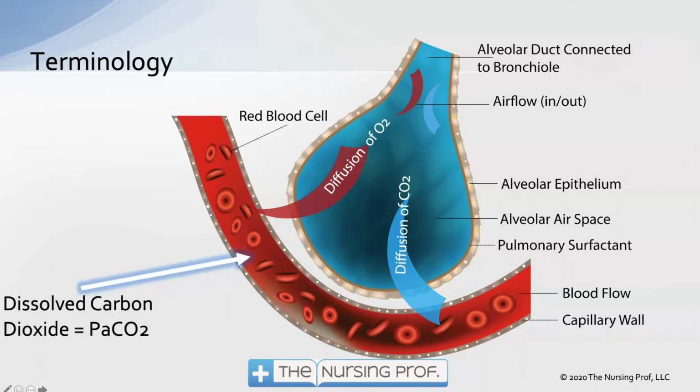Next, we have our dissolved carbon dioxide in the blood, our PaCO2. This is the partial pressure of CO2 in our arteries. So our CO2 is in the bloodstream as well. We're measuring this usually on the arterial side. So when we do an arterial blood gas, we're going to see our CO2 level, and that's the amount of CO2 that's left in the arterial blood before it even gets out to the tissue.